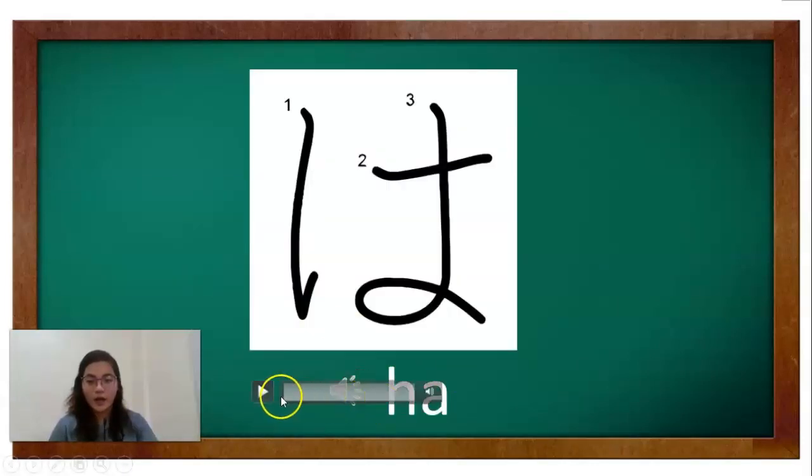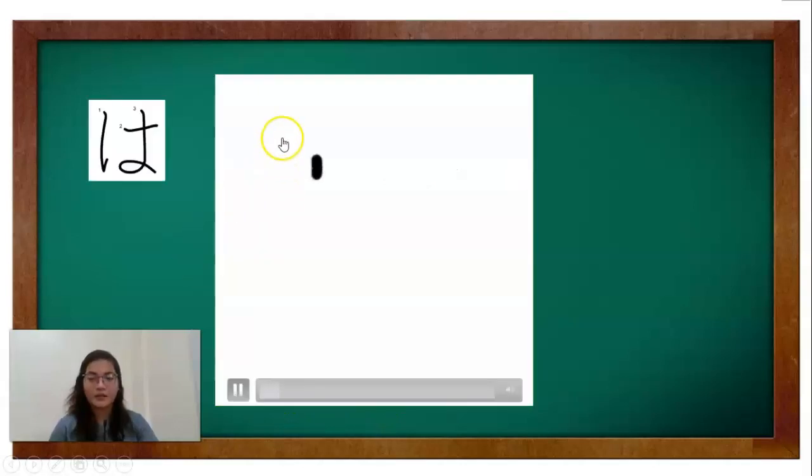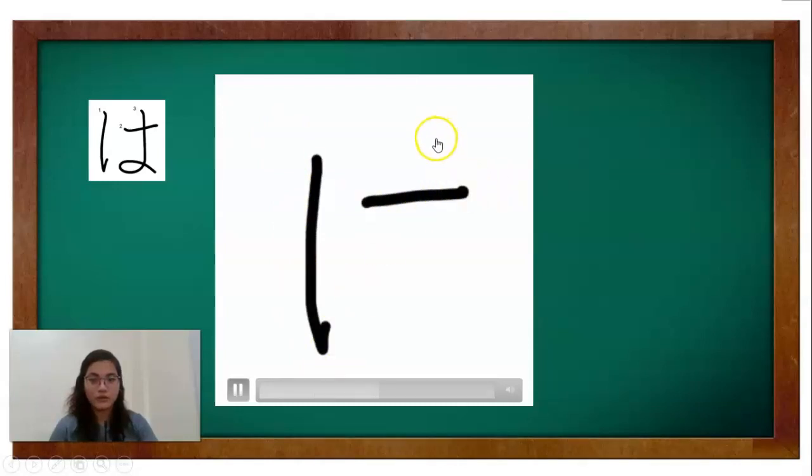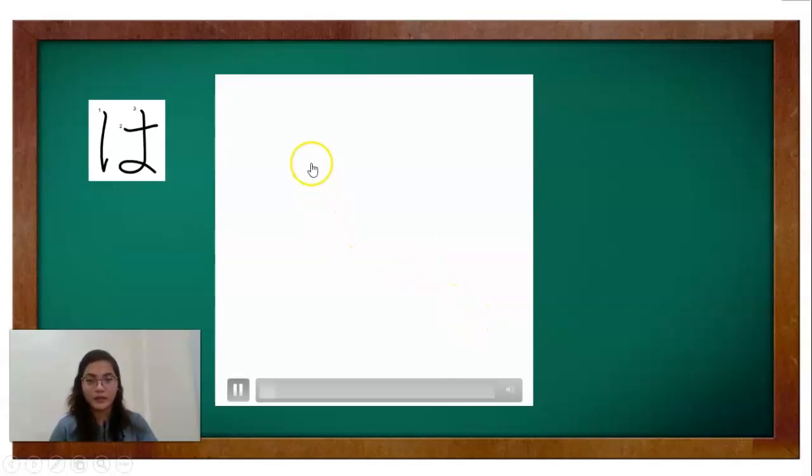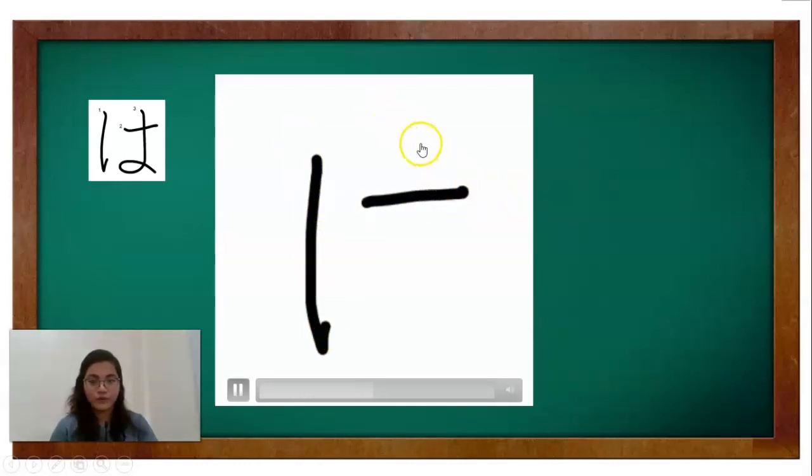Next is ha. Ha has 3 strokes. 1, 2, 3. Okay, let's try it again. 1, 2, and 3.